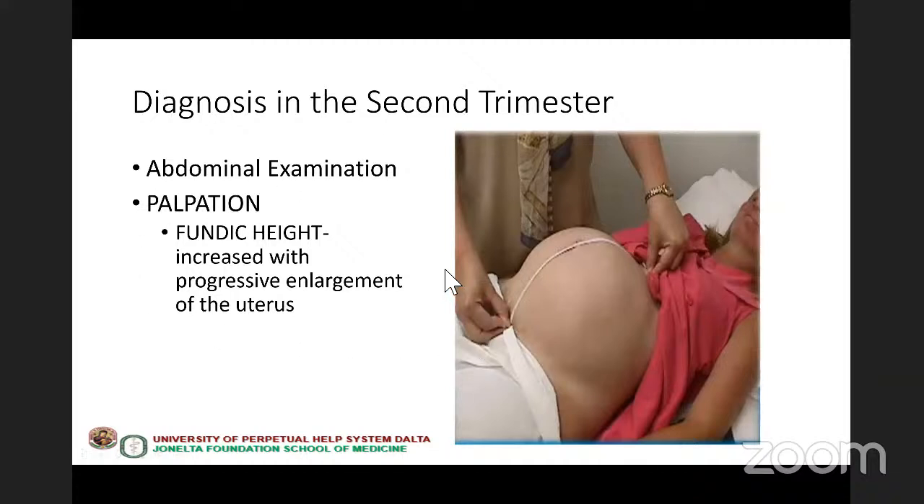Palpation. Of course, one of the basic skills that we do in obstetrics would be measuring the fundic height. Okay. So we increase weight and progressive enlargement of the uterus, measurement of which would start from your symphysis pubis up to the fundus of your uterus.